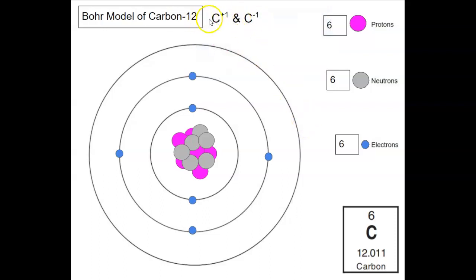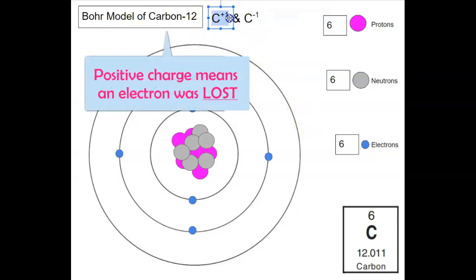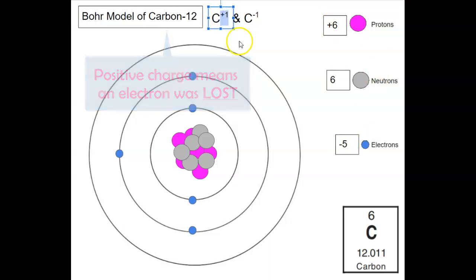Okay, what if we have a carbon ion that has a positive 1 charge? Positive 1 charge means that we've lost electrons. So a carbon with a positive 1 charge would look like this, where we have 6 protons and we have 5 electrons. Notice that protons are positive, so we have a positive 6 versus electrons, which are negative, so we have a negative 5. And so positive 6 and negative 5 give us this positive 1 charge right here.